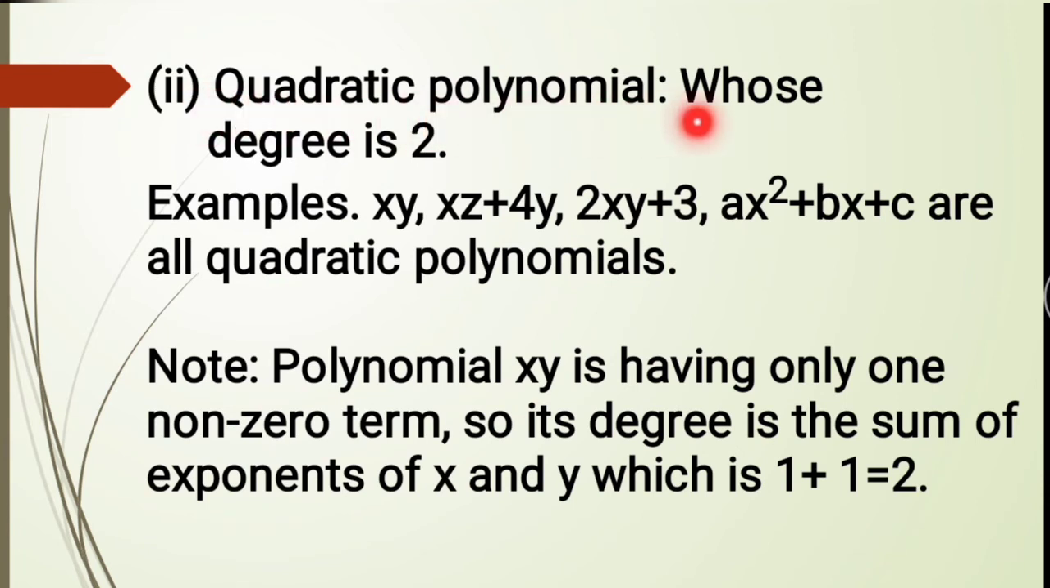Quadratic polynomial, whose degree is 2. Examples: xy, xz plus 4, 2xy plus 3, ax square plus bx plus c are all quadratic polynomials. Note: the polynomial xy has only one non-zero term, so its degree is the sum of the exponents of x and y, which is 1 plus 1, that is equal to 2.